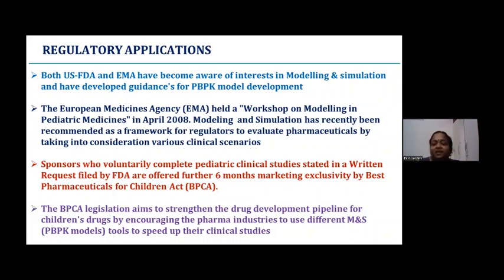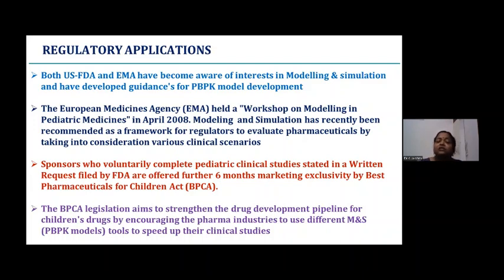Both US FDA and EMA have become aware of this modeling and simulation interest, and they have developed recent guidelines for this model development. And the European Medicines Agency actually conducted a workshop on modeling in pediatric medicines in April 2008 itself. And this has recently been recommended as a framework to evaluate pharmaceuticals by taking into consideration the current clinical scenarios, because it's very tough to take up a clinical trial, that too for a pediatric group. Even many of the drugs are considered to be orphan drugs when it comes to pregnant ladies. They cannot be tested on pregnant ladies as well.